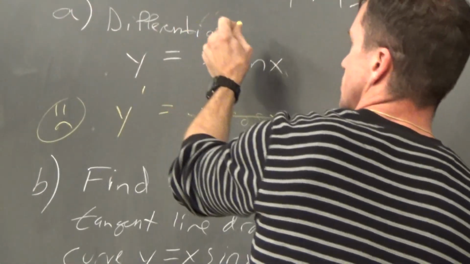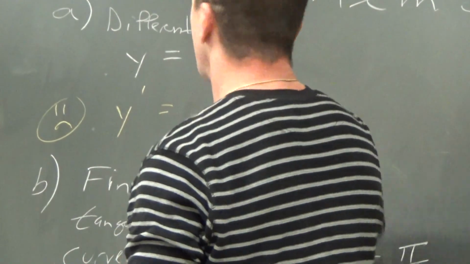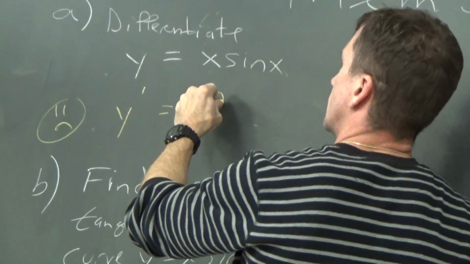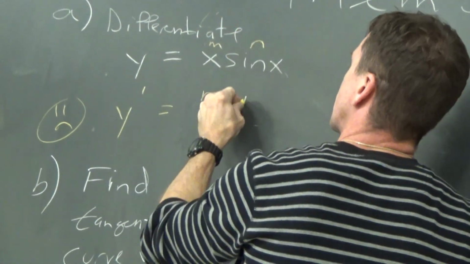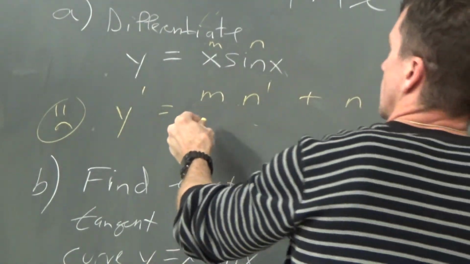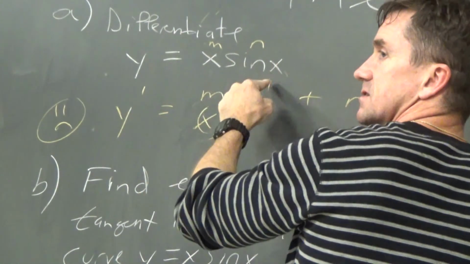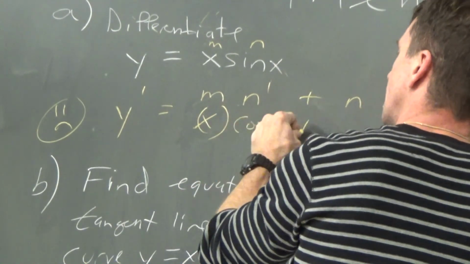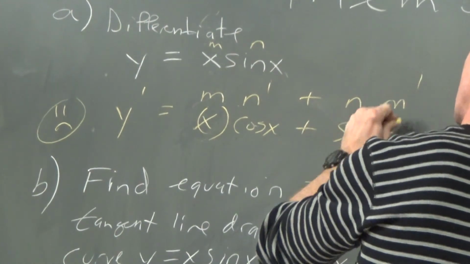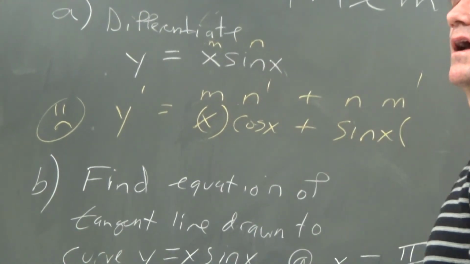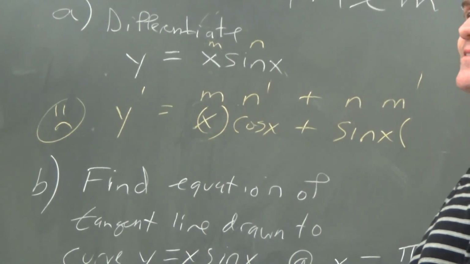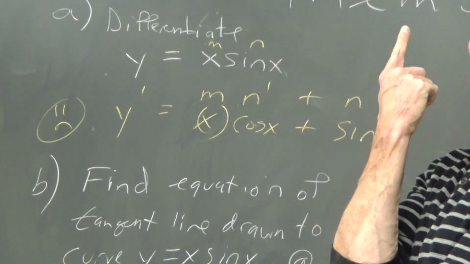All right, you're first, you're second. Walk me through this. First, right? This is m, this is n. M times n prime plus n times m prime. I need the product. X, what's the derivative of sine of x? Good job. Plus sine of x. What's the derivative of x? Very simple, but sometimes it freaks people out. The derivative of x is just a what? 1, right?